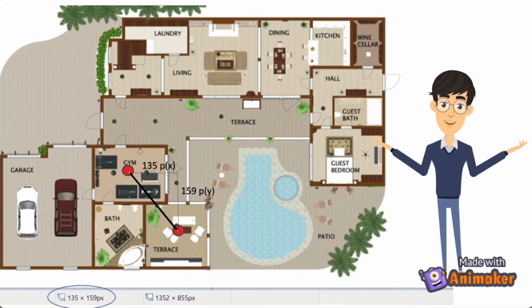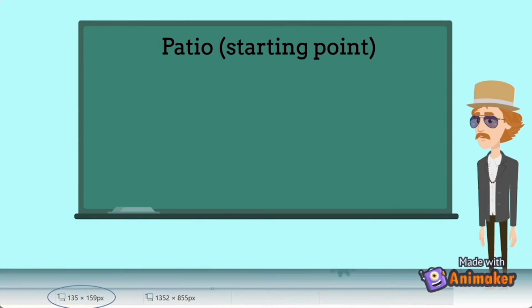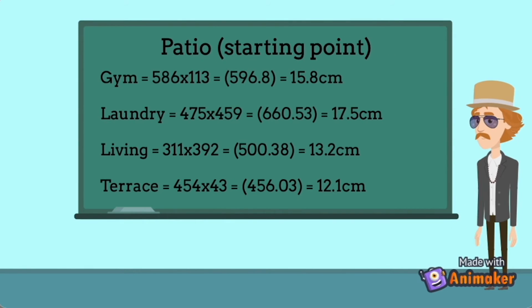So the calculations, we've done it in Paint, and by just having 2 points, like we click 2 points, we can get the x and y axis of 2 points. And by using Pythagoras theorem to find the hypotenuse, and after converting this into cm, we will find the distance from gym to terrace, for example. So the patio is our starting point.